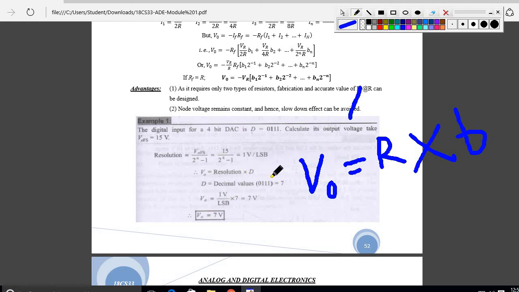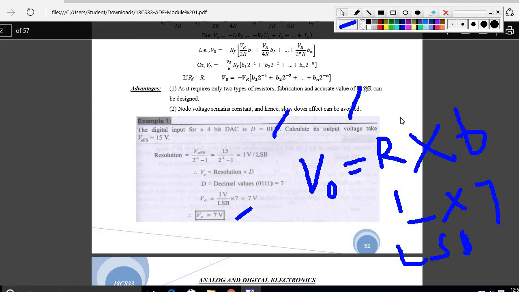So the decimal value of 0111 is 7. So I am writing 7 here. The resolution is 15 divided by 15, so it is 1 volt per LSB. So 2 power 4 minus 1 is 15, right? 15 by 15 will cancel. So V0 is equal to 7 volts. Is this clear?